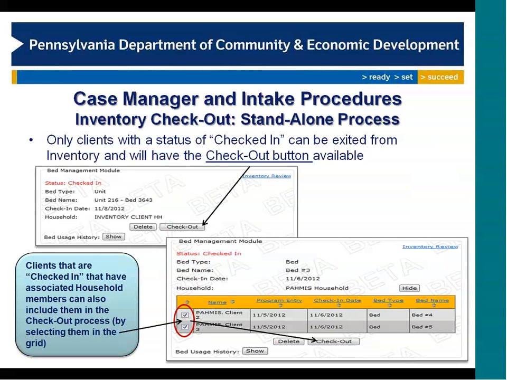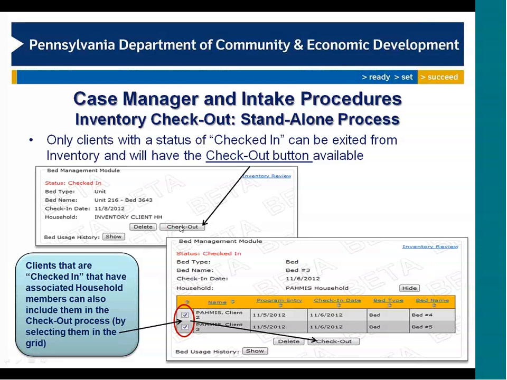The standalone process is pretty much as simple. Anybody that's currently checked into inventory will have that status, and for the person you're looking at, the inventory information will be loaded here. It'll show the bed type, the name, and when they were checked in. Of course, with household members, there will be a grid, as well as their entry dates, check-in dates, bed names, and bed types. So you get a glimpse at the information they have.